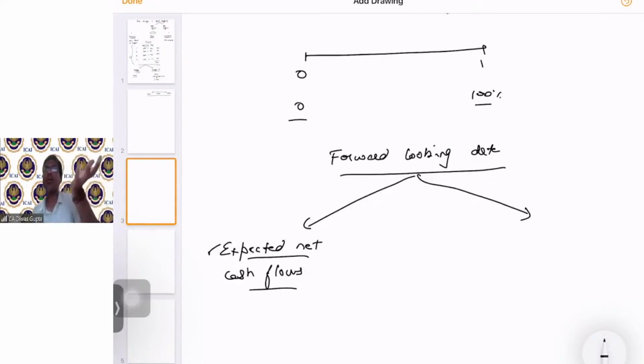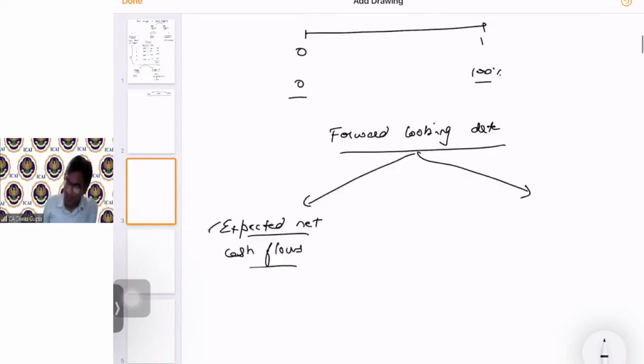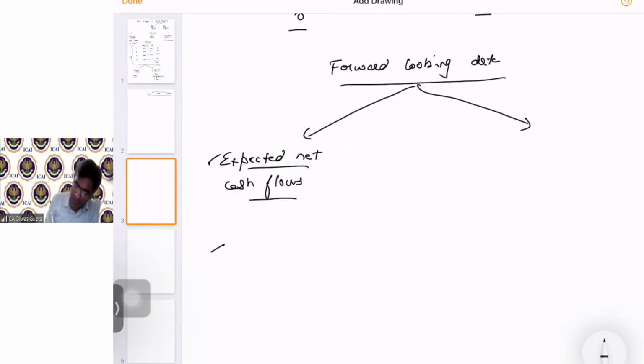How will you calculate it? By multiplying with the probability. So the summation of i equal to 1 to n, which is the number of scenarios, net cash flow for ith term multiplied by probability for ith scenario. We will actually elaborate it through questions. So there you will be able to understand it better.